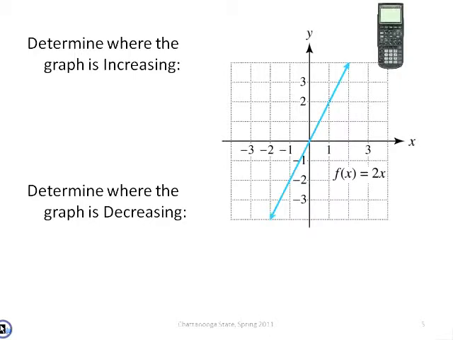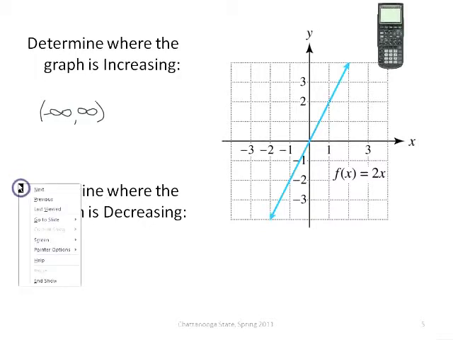Here I have a graph of a straight line. This is a linear function. Anytime you have a linear function, your graph is going to do the same thing over the entire graph. It will either be increasing or decreasing, or it could be a constant function. Remember, constant functions would just go straight across. So what we have here is a graph that's increasing. So that means the entire graph is increasing from -infinity to +infinity.